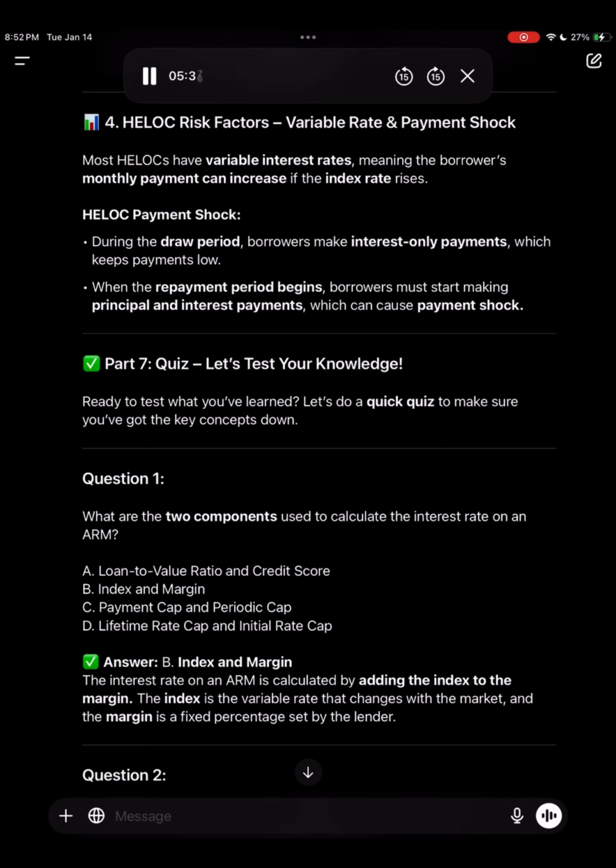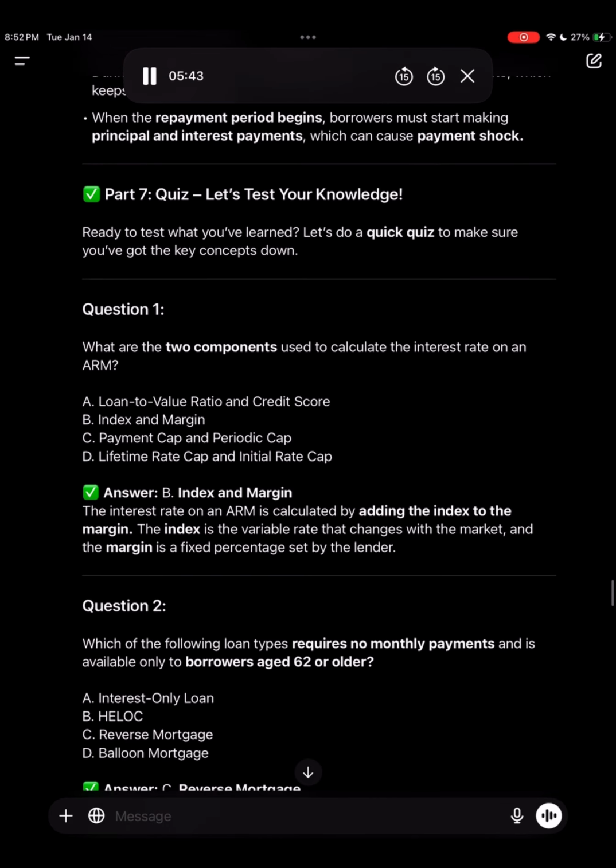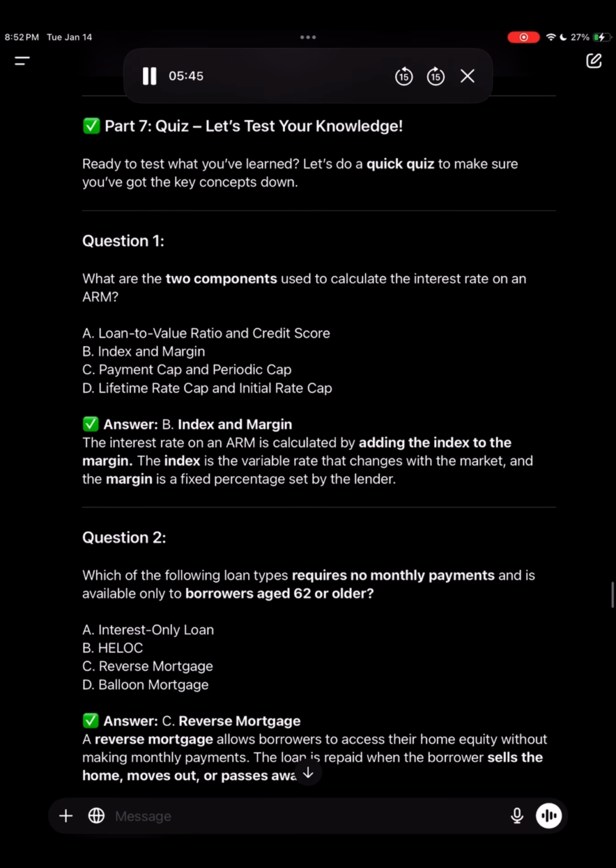Part 7. Quiz. Let's test your knowledge. Ready to test what you've learned? Let's do a quick quiz to make sure you've got the key concepts down.